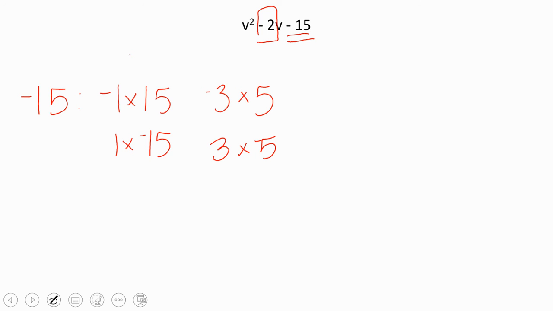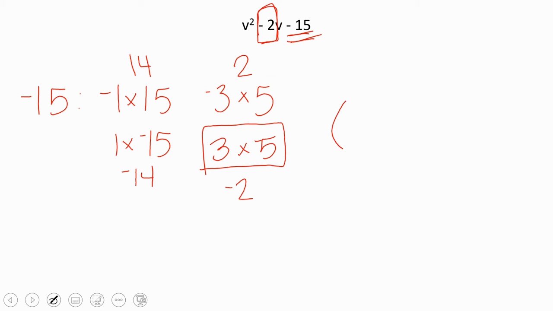Negative 1 and 15 is going to give you 14. 1 and negative 15 gives us negative 14. Negative 3 and 5 gives us 2. 3 and negative 5 gives us negative 2. So the factors that you want are 3 and negative 5. 3 times negative 5 is negative 15. 3 plus negative 5 is negative 2. So our factors here are v plus 3 and v minus 5. Make sure you have your positive 3 and your negative 5.